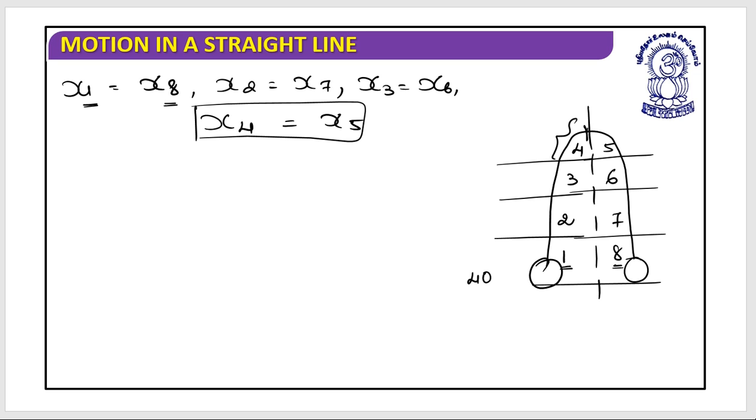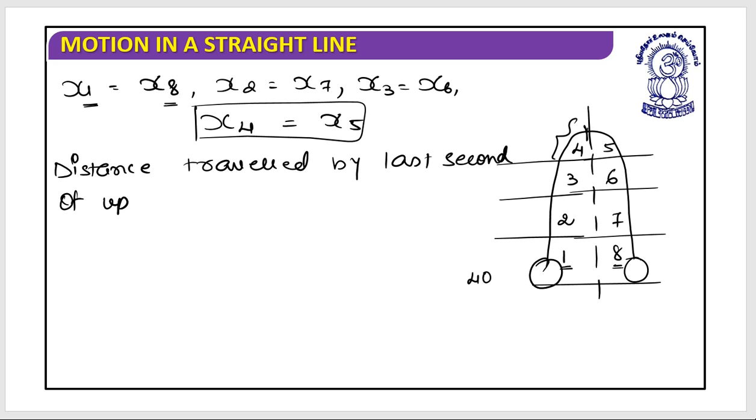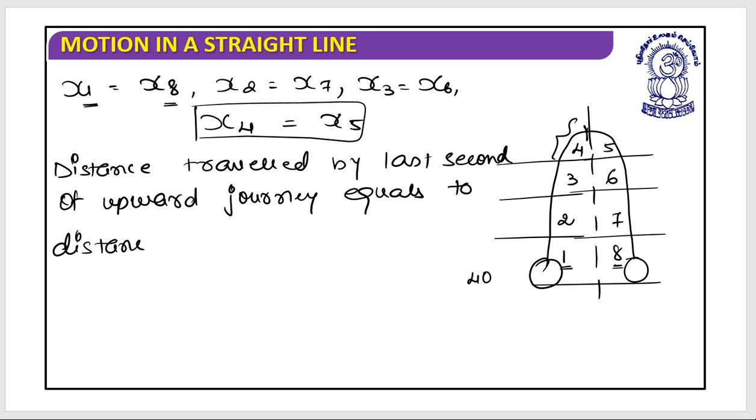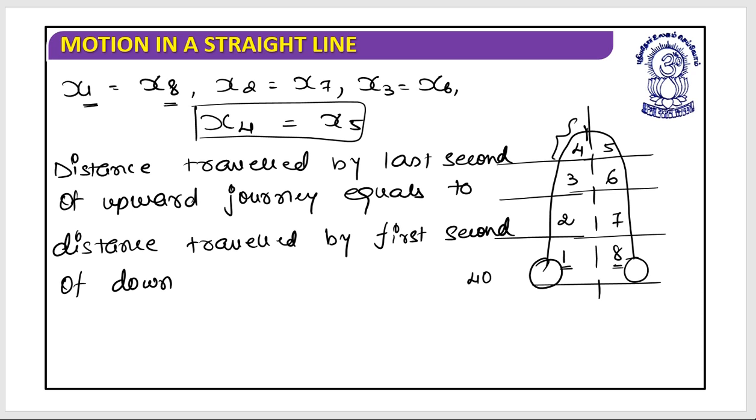So what I came to the conclusion is that the distance traveled by the last second of upward journey equals the distance traveled by the first second of downward journey.